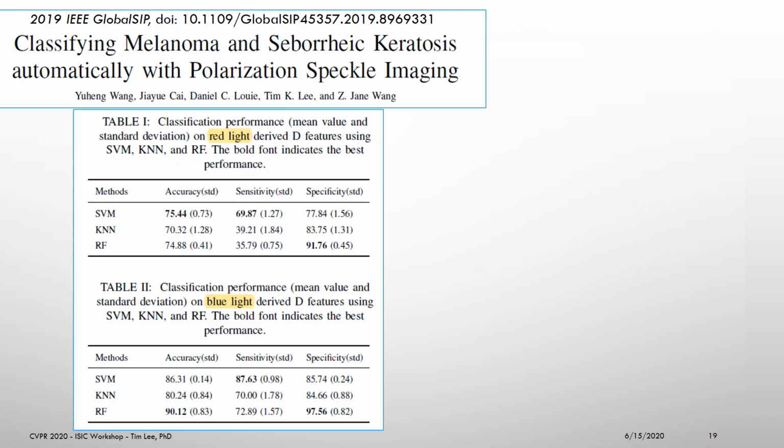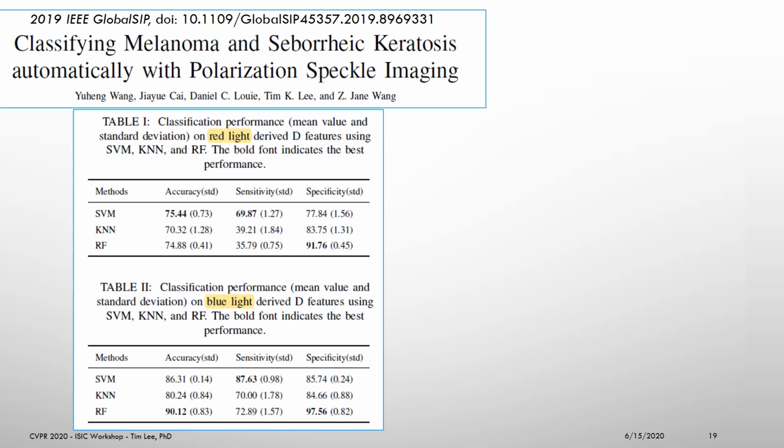In a recent study of polarization speckle images, we classified melanoma and seborrheic keratosis using machine learning techniques such as support vector machine, k-nearest neighbor, and random forest. We noticed that the blue light data generate an excellent result. For example, random forest achieves an accuracy of 90%, while the other two methods both achieve an accuracy above 80%. But the result for the red light data is not as good.